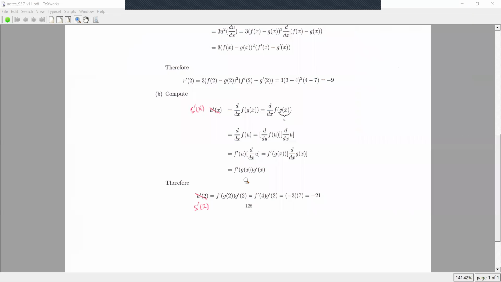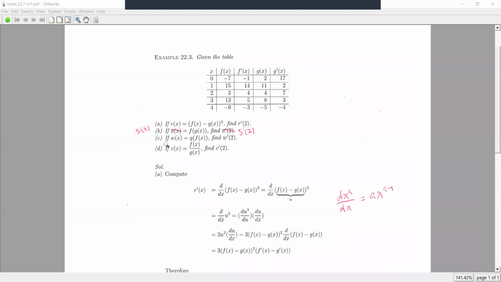Now, plug in 2 for the x here, then we have this equation. From the given table, the function value of g at the point 2 is 4. So we have this equation. From the table again, the derivative of f at the point 4 is -3. The derivative of g at the point 2 is 7. Therefore, the derivative of the function S at the point 2 is -21.